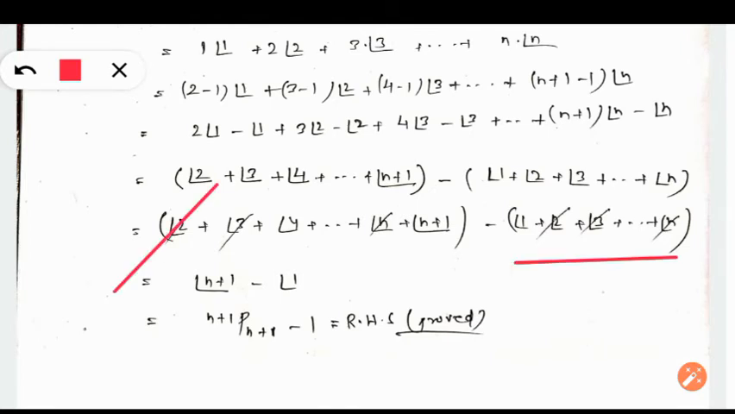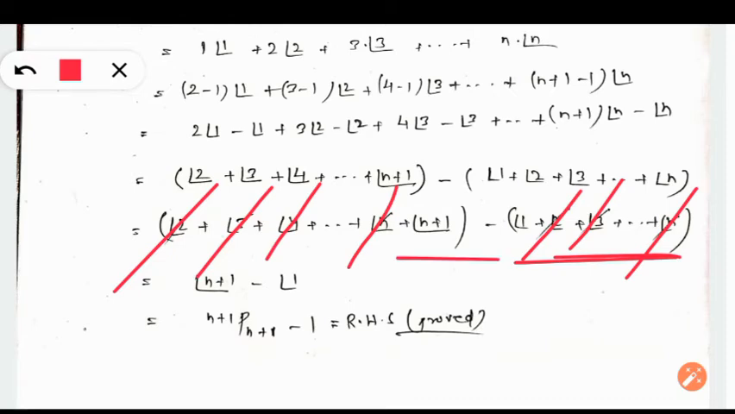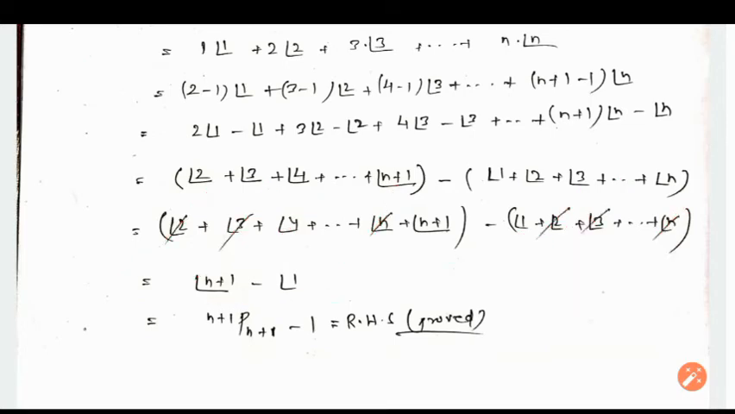2 factorial minus 2 factorial cancel each other, plus 3 factorial minus 3 factorial cancel each other, 4 factorial, and then here we have 4 factorial as well in this bracket, that will cancel each other. Now n factorial plus n factorial minus n factorial cancel each other. Then what is left? Tell me. N plus 1 factorial minus 1. These two terms are left, right? So I have written here n plus 1 factorial minus 1.